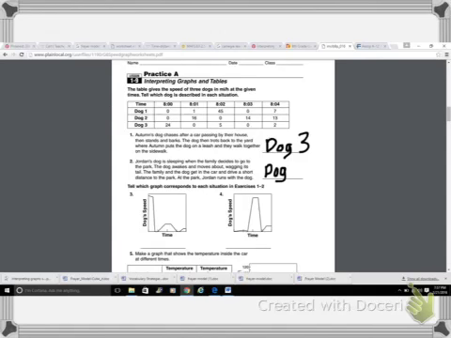Jordan's dog is sleeping, so I'm going to go ahead and mark out dog number 3. We've already figured out that dog number 3 was Autumn's dog. So the dog is sleeping. If he's inside the house, he's sleeping, he's not going anywhere. So I can't narrow anything out yet because dog 1 and dog 2 are both 0.